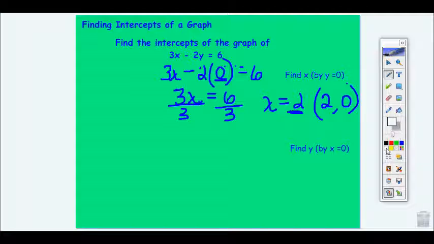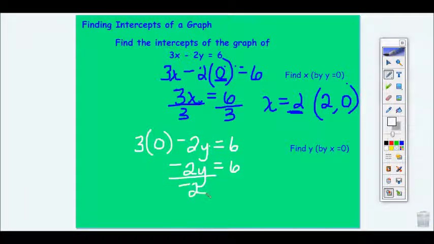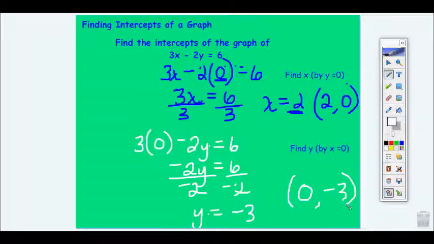To find my y-intercept, I'm going to put x in as 0. So 3 times 0 minus 2y equals 6. Simplifying that equation, 3 times 0 will be 0, so now I just have negative 2y equals 6. Divide by my negative 2 on both sides, and I end up with y equals negative 3. So my y-intercept is at 0, negative 3. When my x is 0, my y is negative 3.